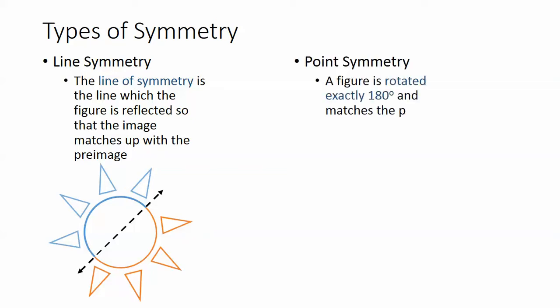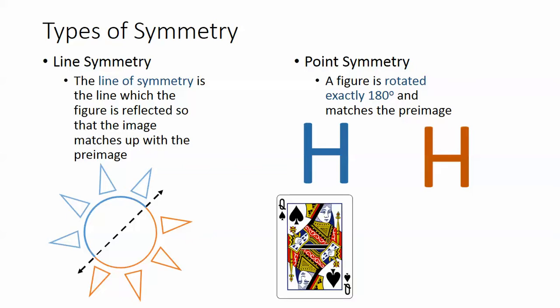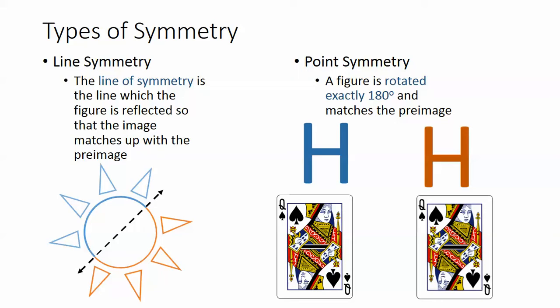Point symmetry. A figure is rotated exactly 180 degrees and matches the preimage. For instance, the letter H, when we rotate it 180 degrees, forms the exact same letter. To see another example, I can take a playing card and rotate it 180 degrees to get the exact same picture.